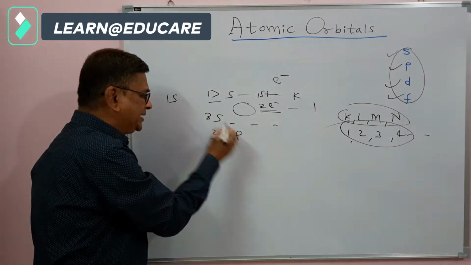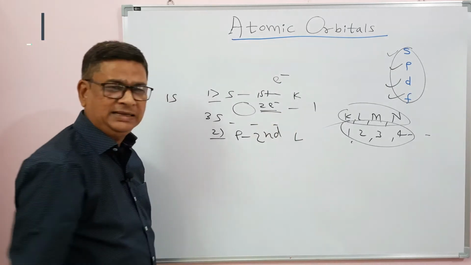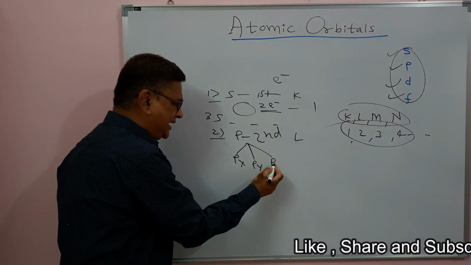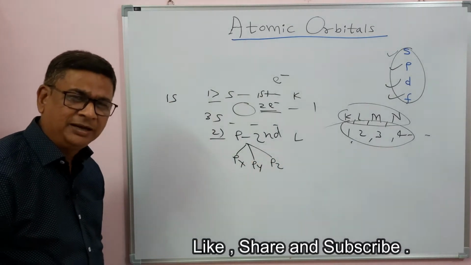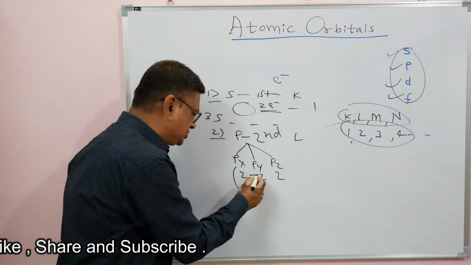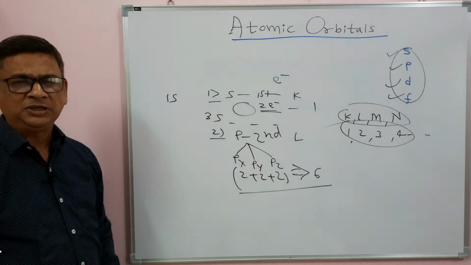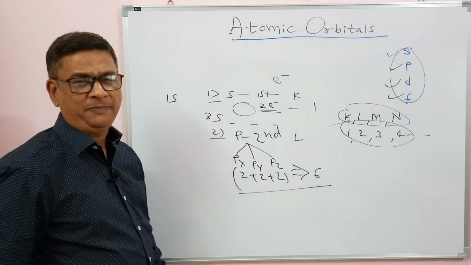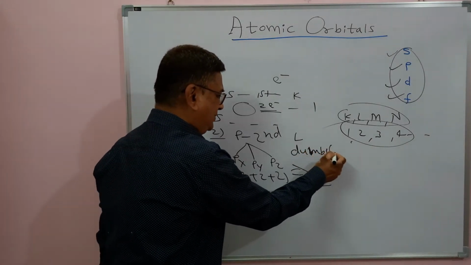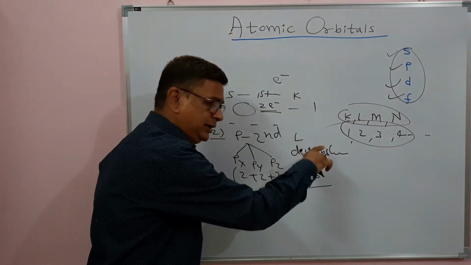After S orbital, next is P orbital that always starts from the second shell, that is from L shell. And remember, there are three subtypes of P orbitals. They are Px, Py and Pz. Every Px, Py and Pz has electron capacity 2 electrons each, so the total 2 plus 2 plus 2, that is 6 electrons, is the P orbital capacity. It is dumbbell shaped. S orbital was spherical, P orbital is dumbbell shaped.